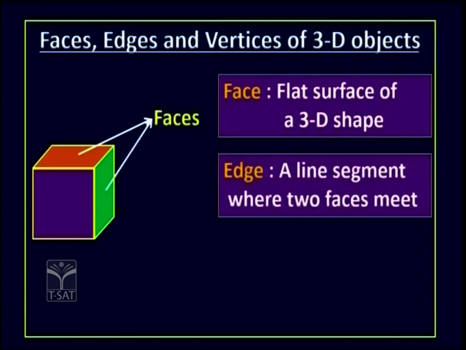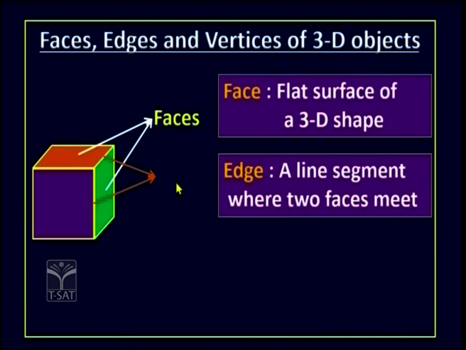Now what is an edge, children? Yes, a line segment where two faces meet is called an edge. See children, here I am taking two edges. The orange color face and green color face are meeting at this edge, and the violet color face and green color face are meeting at this edge.